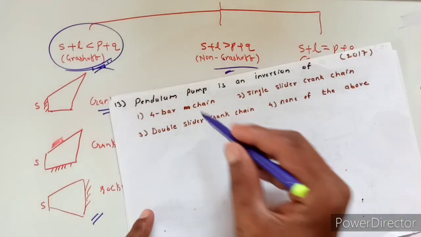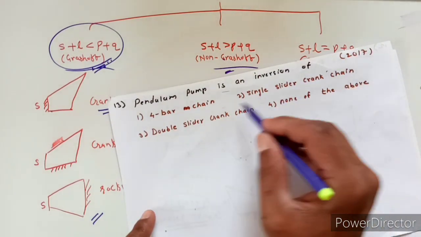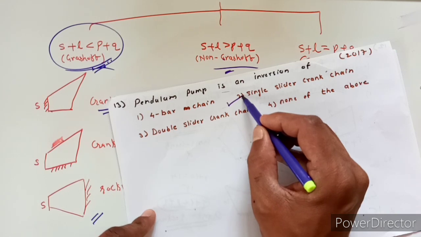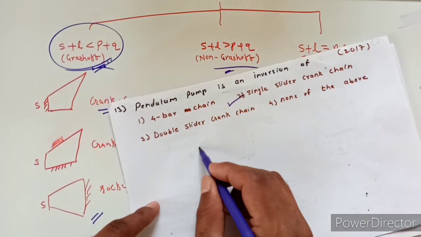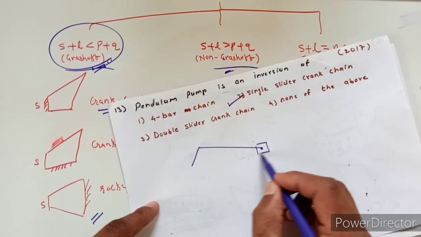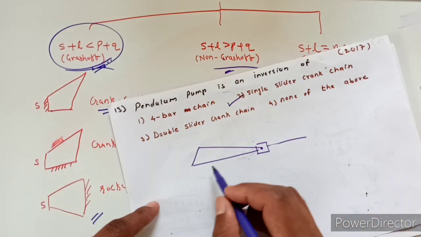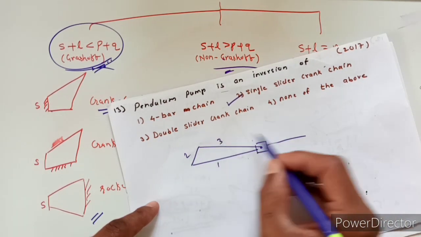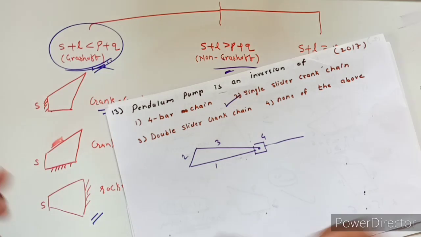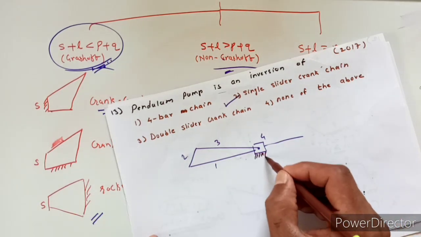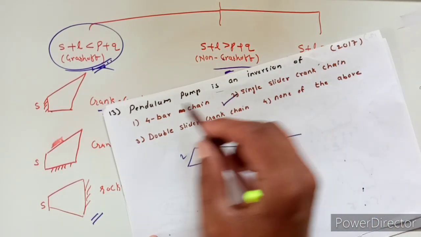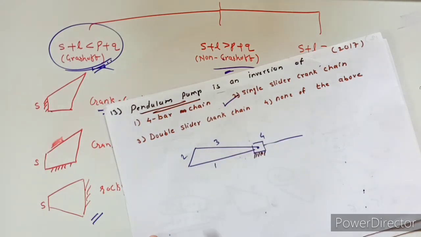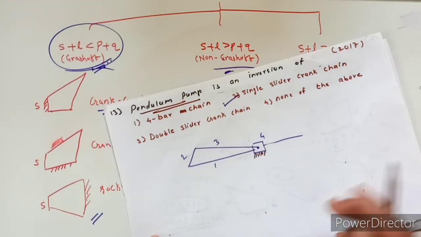Now link number 13, pendulum pump is the inversion of single slider crank chain, because pendulum pump is formed when we fix, say this is link number 1, 2, 3 and fix link number 4. When we fix link number 4, we get pendulum pump or hand pump. So this is the inversion of single slider crank chain.